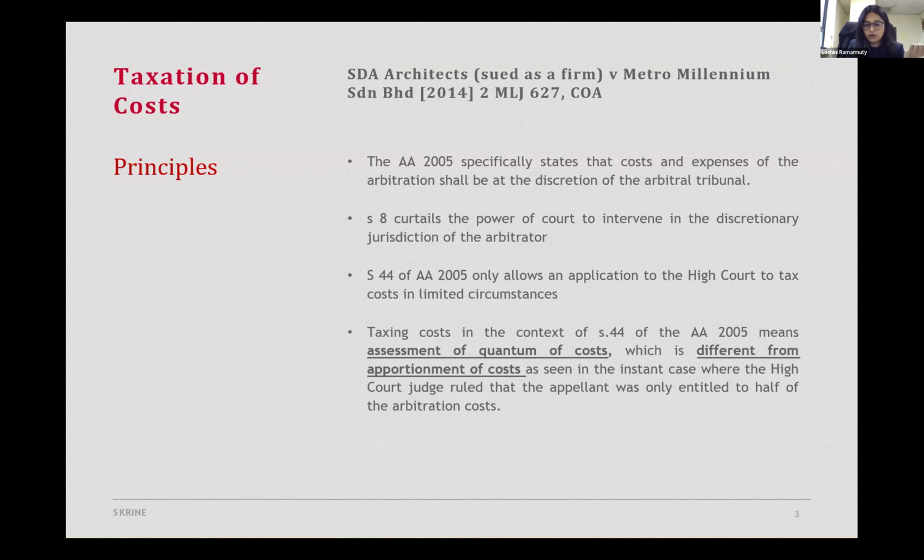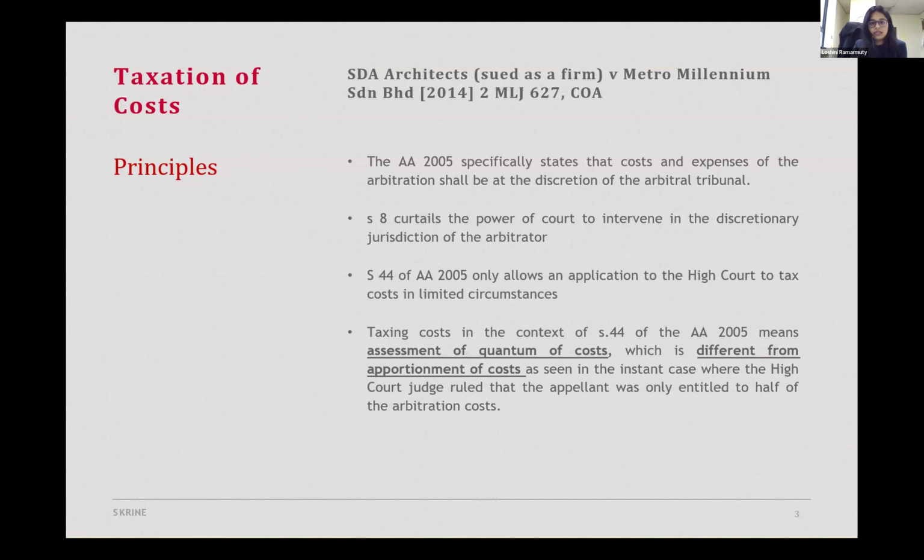So the respondent filed a Section 42 application in court. Section 42 of the Arbitration Act is now repealed, but it relates to a party filing an application in court to refer questions of law arising out of the award. This was the application pursuant to which the respondent challenged the award of cost. The High Court agreed with the respondent and held that the appellant should not be entitled to full cost, but only 50% of the cost of the arbitration proceedings.